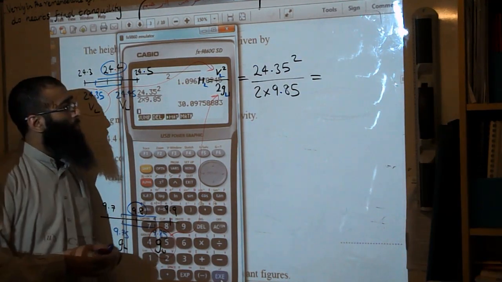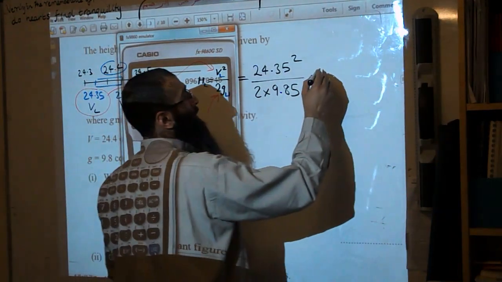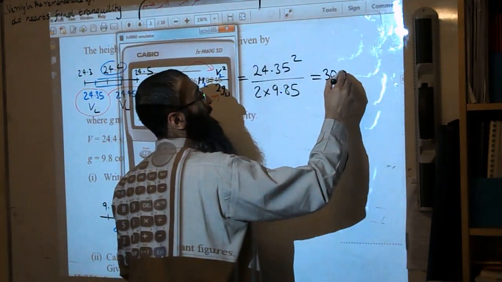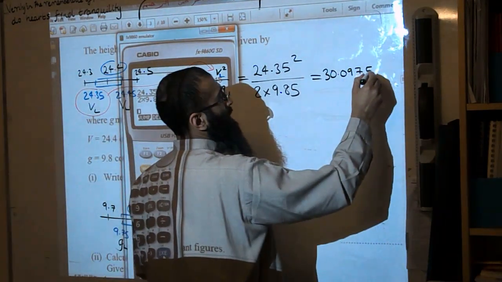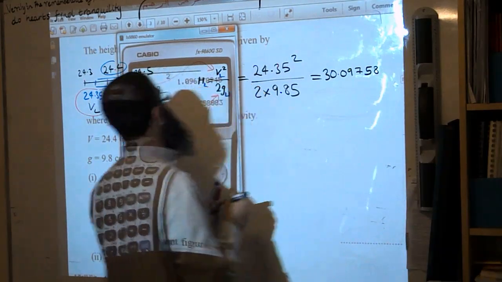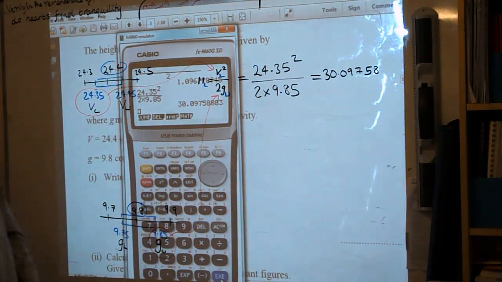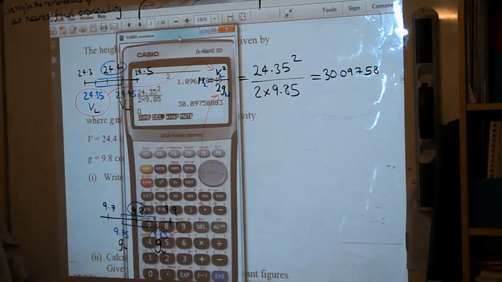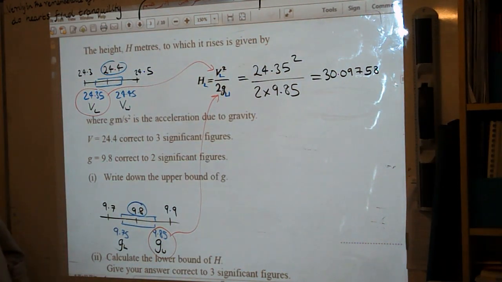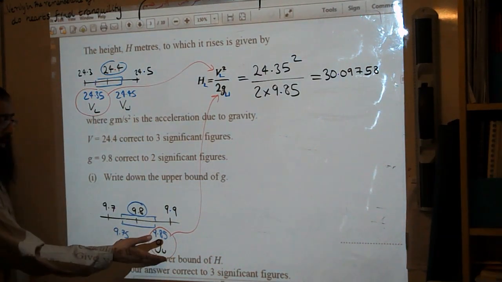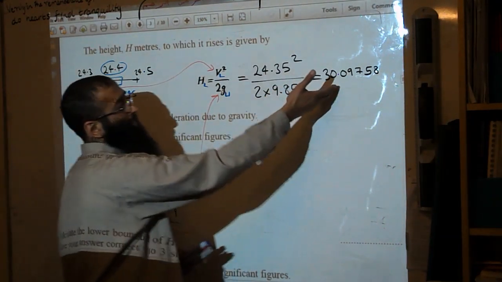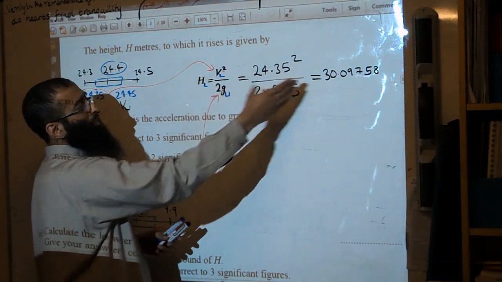That gives us 30.097 and so on and so on. Right, let's have a quick look at how many significant figures they want us to give the answer to. That's the answer. I'm going to move the calculator away for the moment. And give your answer correct to 3 significant figures. So they've stated that they want the lower bound and they want 3SF. So there's the answer for the lower bound. H lower is equal to this.